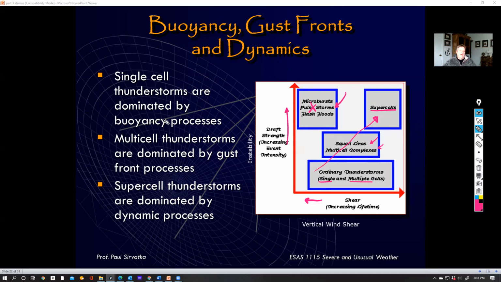Now over here, take notes on this, write this down someplace, we'll talk about it. Single cell thunderstorms, the dominant process is buoyancy. Thunderstorms go up because it's unstable. Multi-cell thunderstorms are dominated by what happens along the gust front. The gust front triggers new thunderstorms if the gust front lifts air to the LFC. We talked about this in class. And then supercell thunderstorms are dominated by, we say, dynamics. In other words, it's the mesocyclones, what's going on in the storm. So write that down, we'll reference that later.